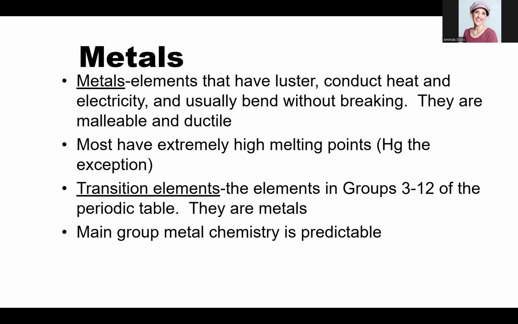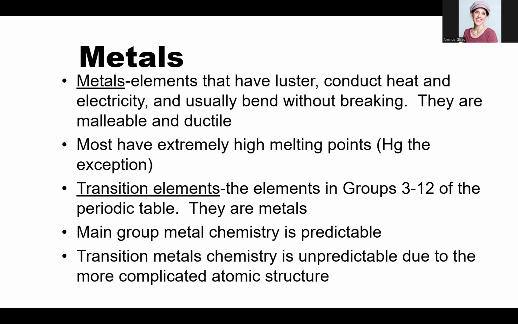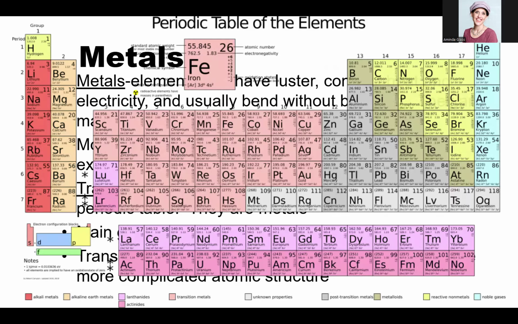The main group metal chemistry is predictable. Transition element chemistry is less predictable. That's because they have more complicated atomic structures and their orbitals have a lot more energy and can transfer the electrons more easily. So here in the middle, these are transition metals.